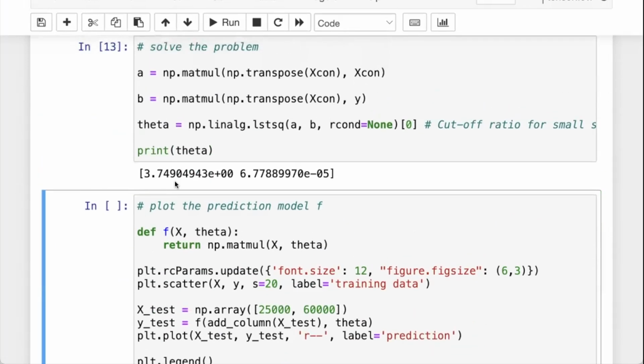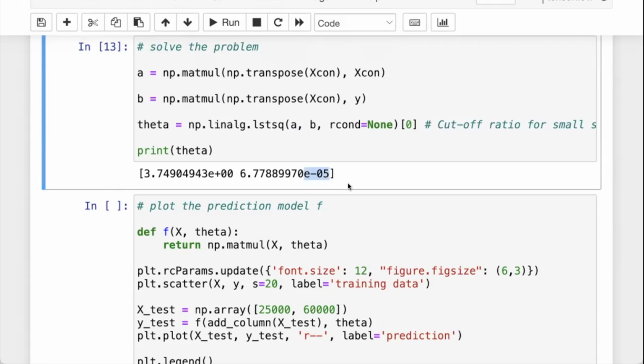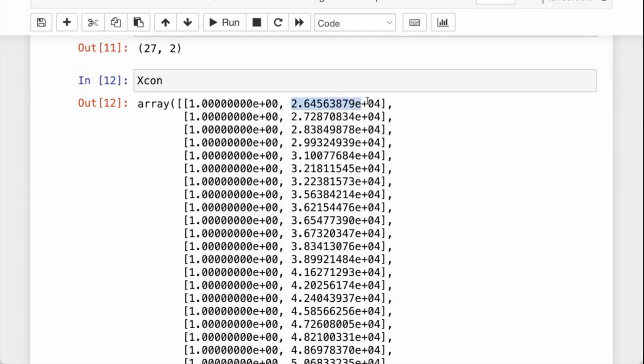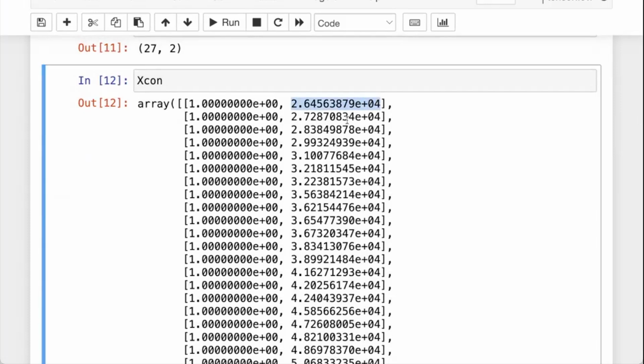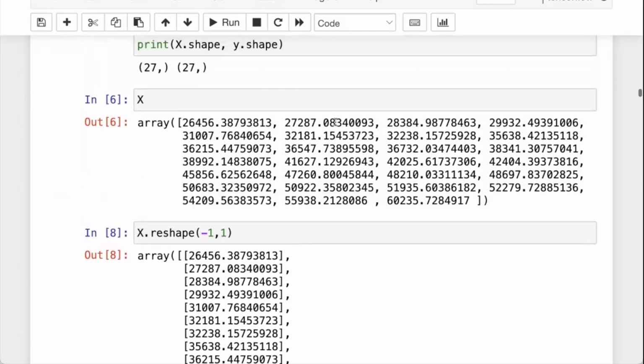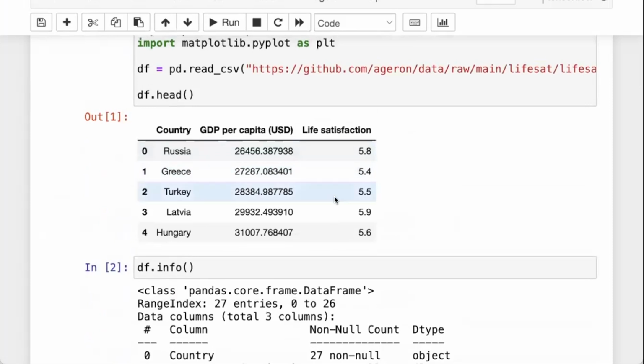And according to this, the solution is 3.7 for theta 0, and then theta 1, which is the slope, is in the order of 10 to the negative 5. Which makes sense, because if you look at these values that we have, they are in the order of 10 to the power of 4. Therefore, theta 1 should be small, such that when you do this multiplication between features and parameters, you get life satisfaction scores that are, I do believe, in the range of less than 10, from 1 to 10.